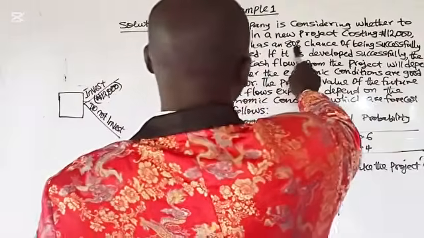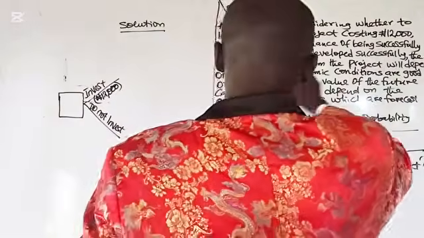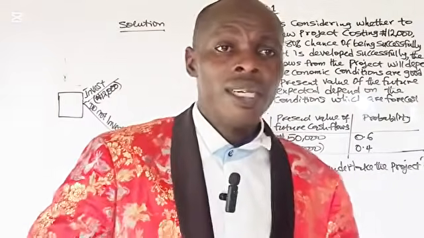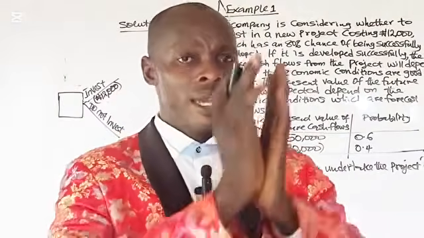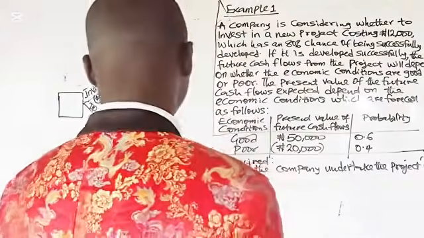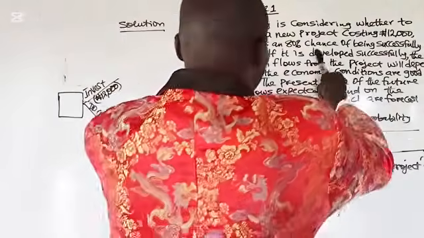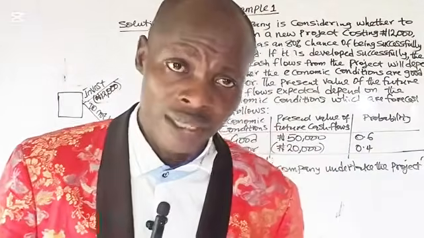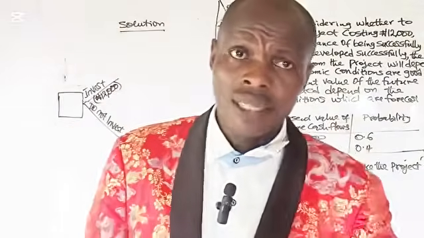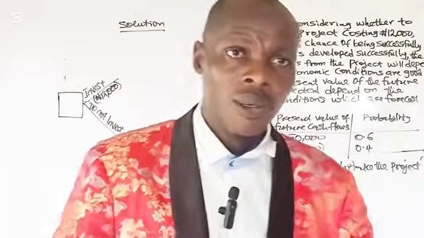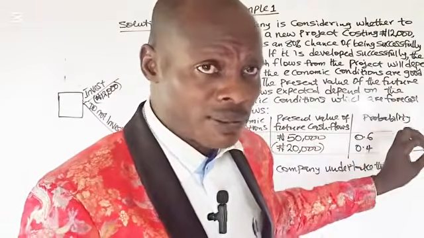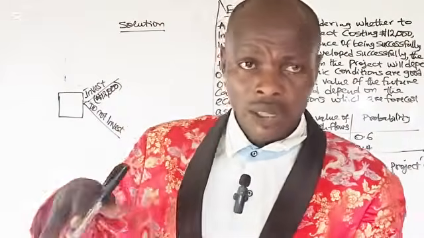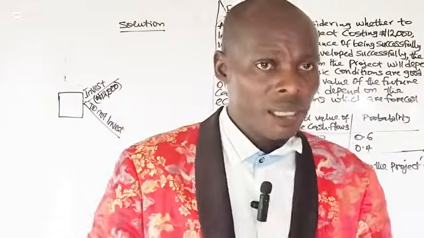Which has an 80% chance of being successfully developed. So it means if the company goes ahead making the investment, the chance of the project being developed successfully is 80%. Chance means probability. So the probability of a successful product is 80%, while the probability of not being successfully developed will be 20%.